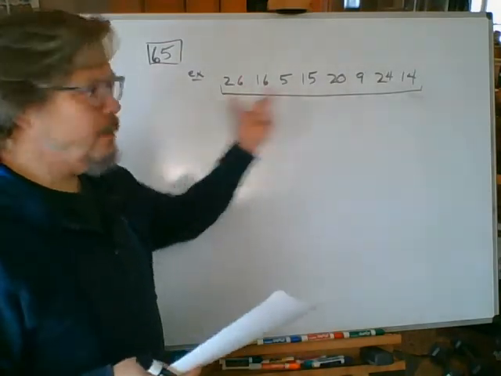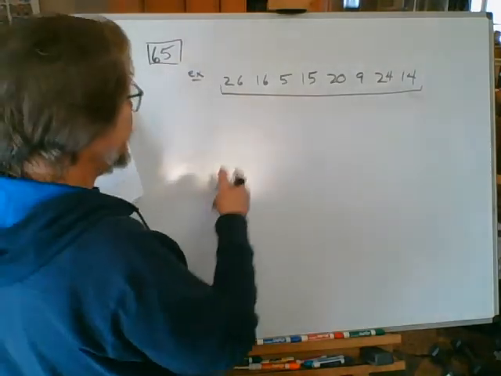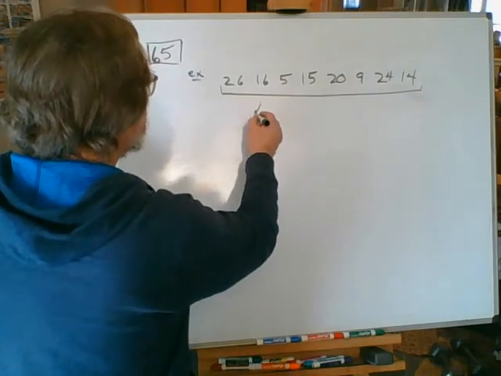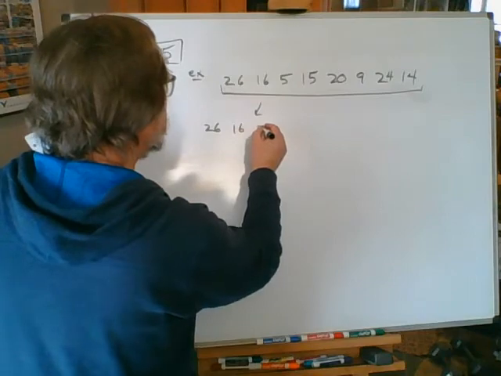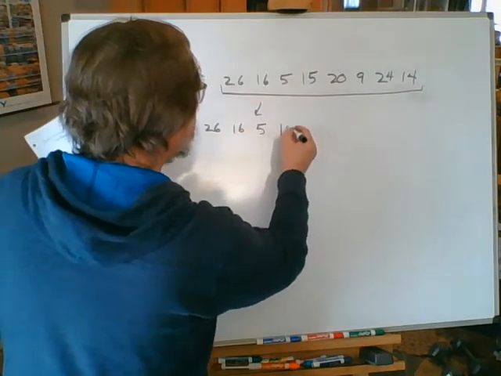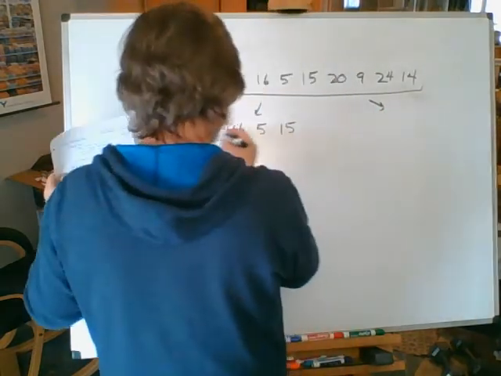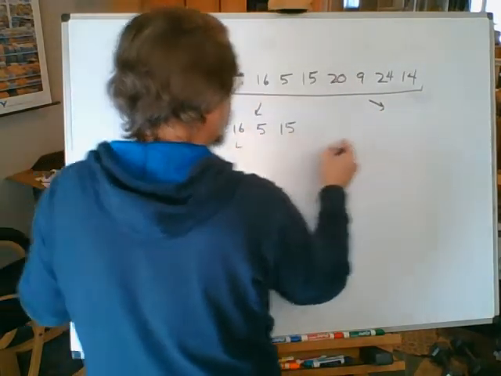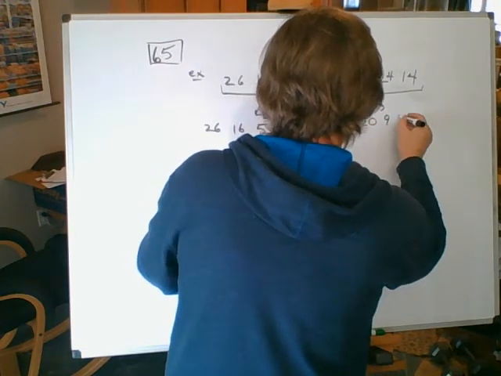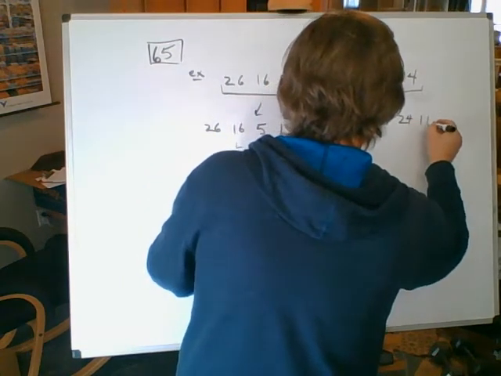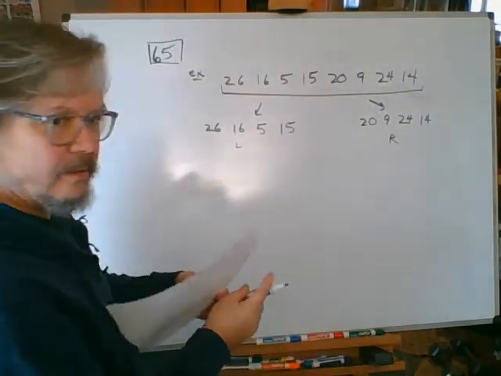It doesn't go through pairs at a time. No. That's the olden days. That's bubble sort. It splits the list in half, and this one's easy to split in half. Come this direction, we'll have this half: 26, 16, 5, 15. This is the left, by the way. I'll put an L for left. Over here, this will be 20, 9, 24, 14, also known as half to the right.